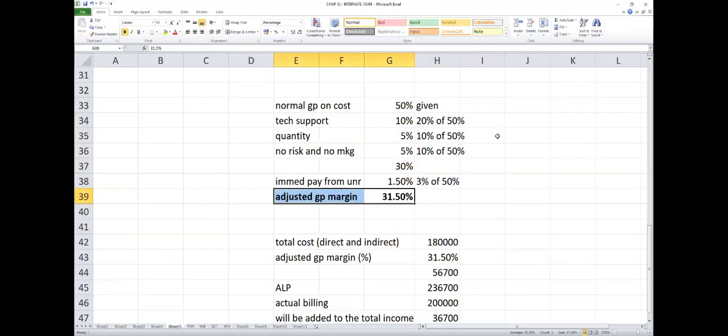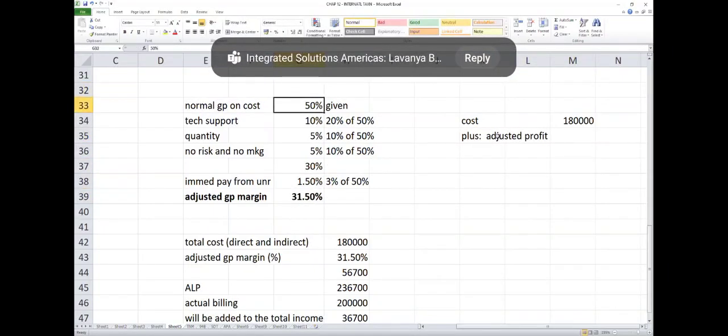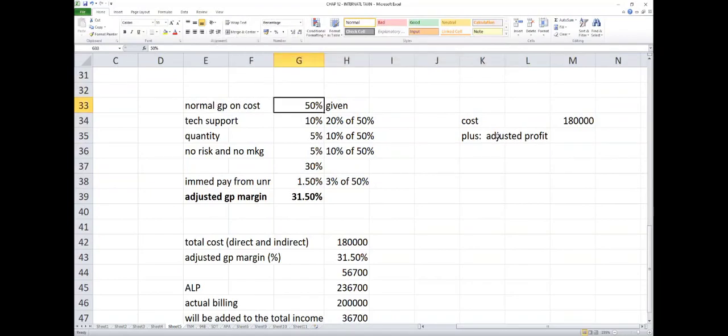இது கொண்டு வரணும் நீங்க. Now what is cost plus method னா என்ன சார் அர்த்தம்? What is your cost னு கேக்குறான். சார் 1,80,000. Cost plus now you add your adjusted profit margin. எவ்வளவு adjusted profit margin? Instead of adding 50%, normally we make 50% on cost when it comes to unrelated party C Limited.